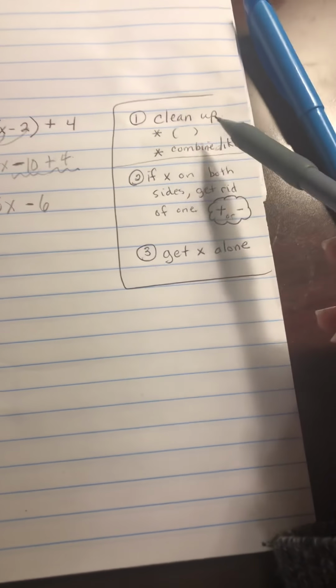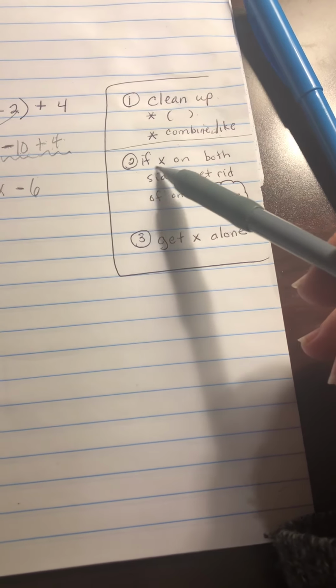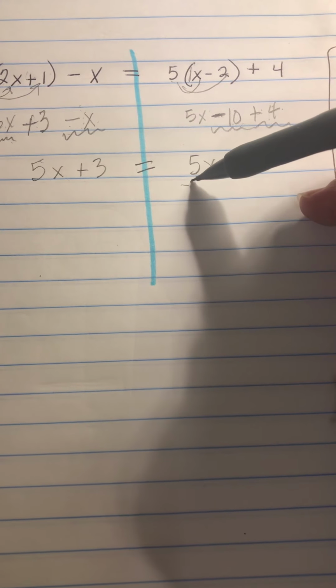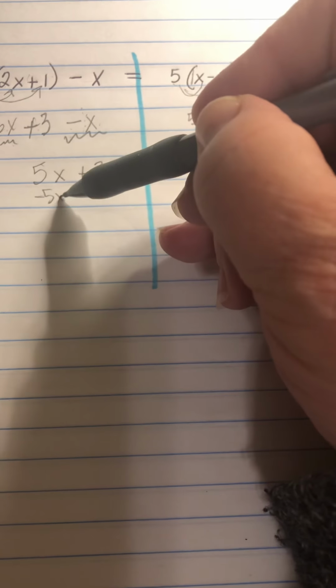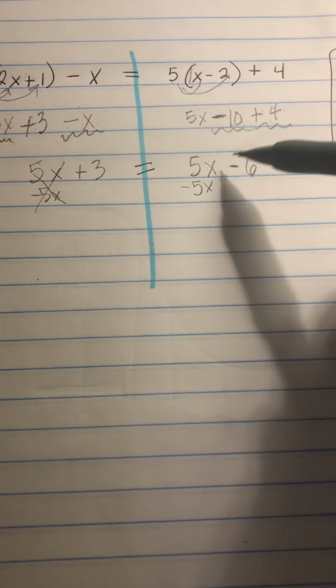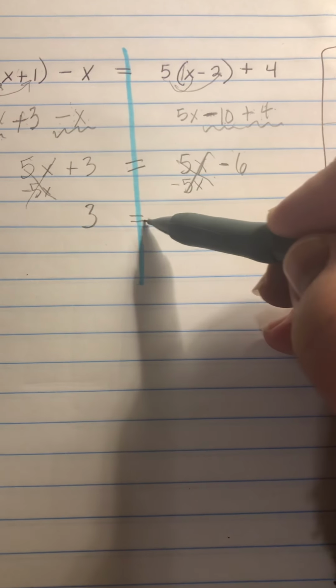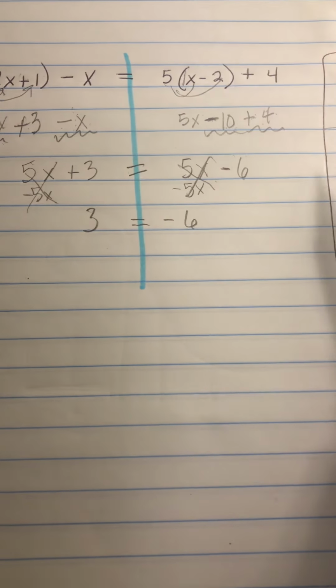So we've taken care of getting rid of the parentheses. We've combined our like terms. So now step 2 is, if you have an x on both sides of the equal sign, get rid of one of them. And now see, we have x's on both sides here. So if you get rid of one of these, it doesn't matter which one, I'm going to subtract 5x here, and I'm going to subtract 5x here. And that causes this to be 0. It just goes away. And this one also becomes 0. So we have a situation here where our x's disappeared.